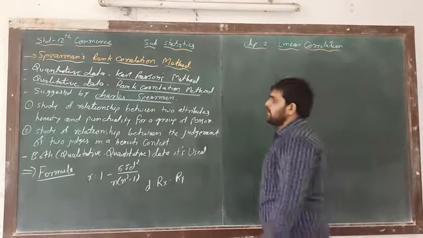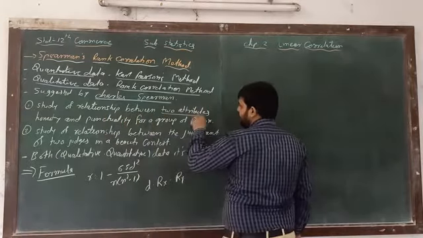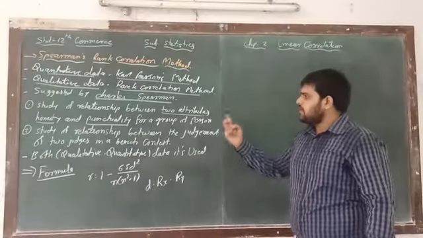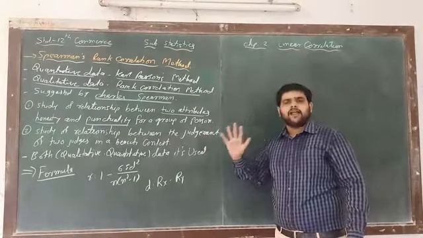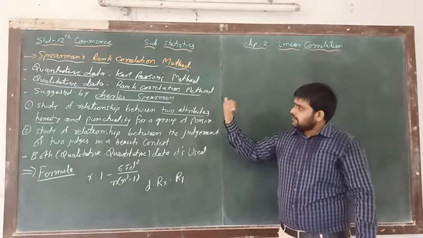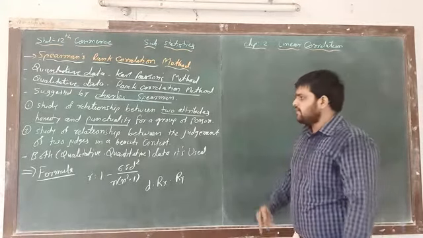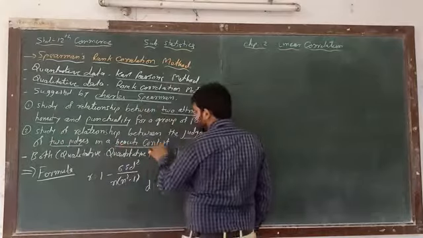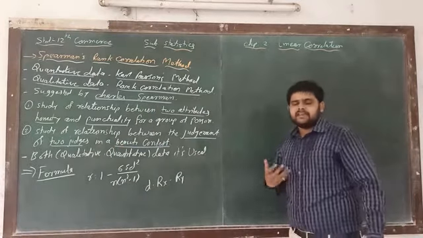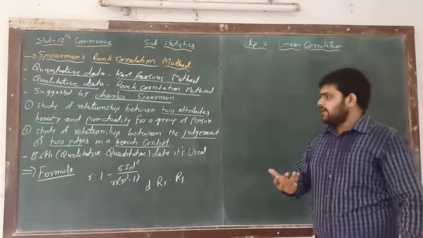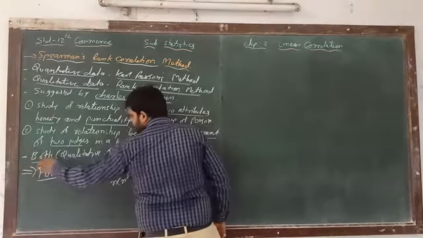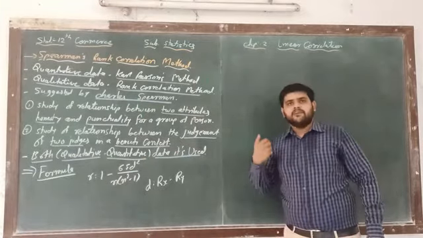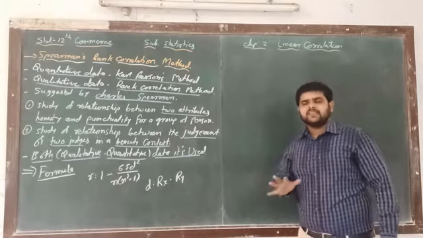For example, number one, a study of the relationship between two attributes, honesty and punctuality. Both are totally qualitative, so with the help of the Spearman rank correlation method we can find it out. Number two, a study of the relation between the judgments of two judges in a beauty contest. Here this method is used in both situations, whether it is qualitative or quantitative data.